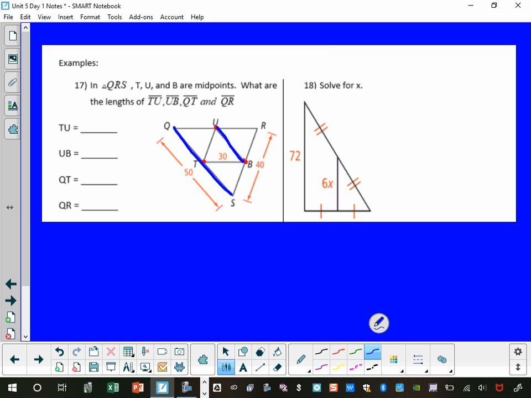So we're looking at the triangle this way, right? If this whole thing is 50, UV is going to be half of that. So what is UV going to be? 25, write that in. UV is 25, based on how we're looking at it.